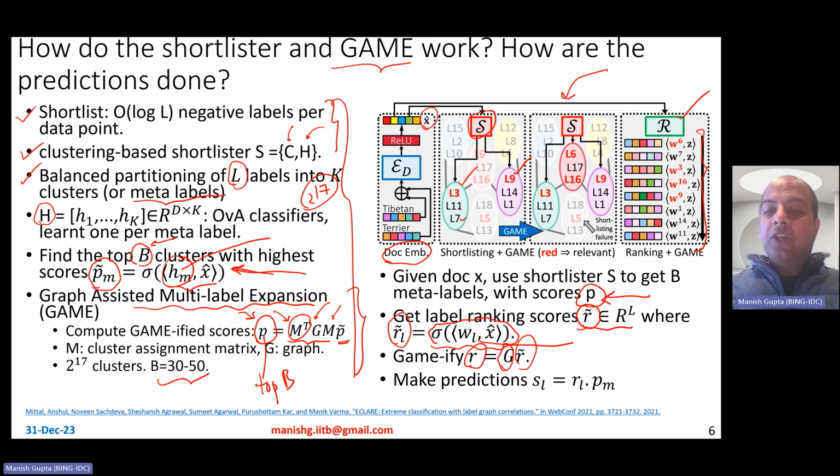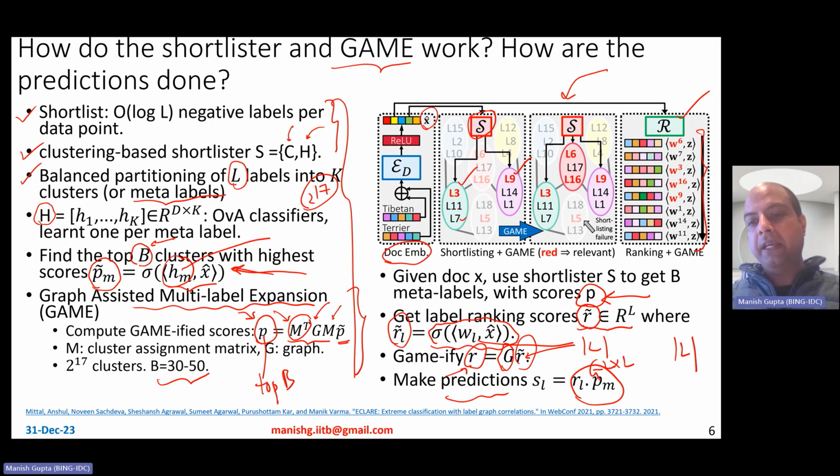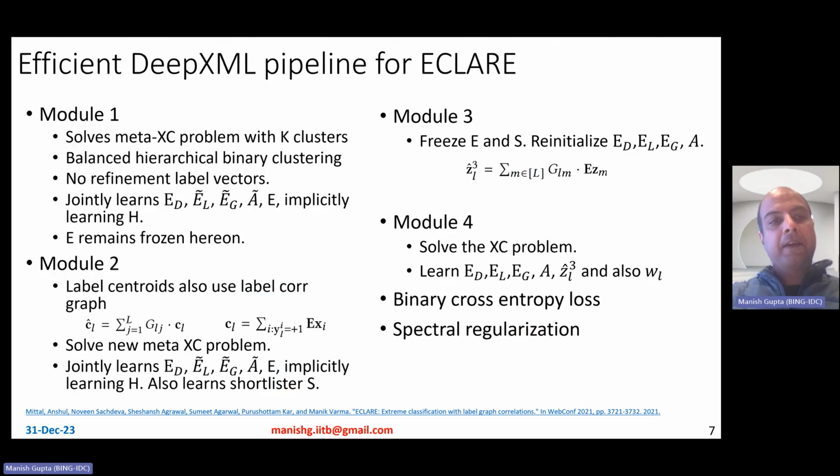Now remember, R tilde is a vector of the size of the number of labels. G is a label cross label matrix, and R therefore is going to be a label-sized vector. It's just a ranking vector across all labels. Okay. Final predictions are not just done by R; they are actually done using R multiplied by PM. So for every label, the final score is its label ranking score multiplied by the meta label cluster score. Okay, so that's more or less ECLARE, right?